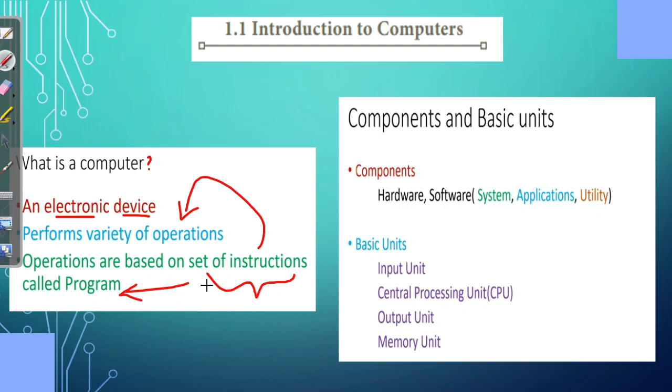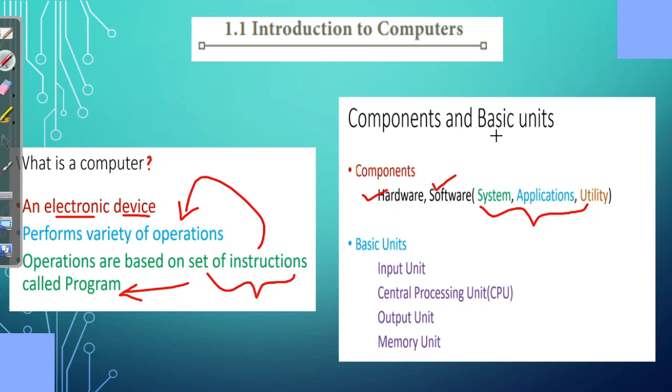Now we will see the various components and basic units of your computer. So, what are the various components? A computer has 2 main components: one is hardware, another one is software. Under software, you may have several categories: system, application and utilities. Utilities means you may categorize them based upon usage. So these are the 2 main components: hardware and software.